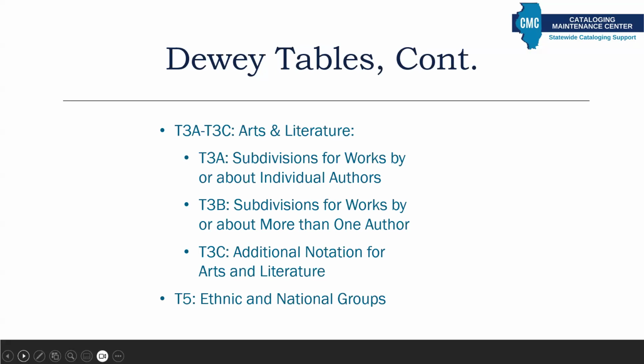I'm going to go down to 9, which is other ethnic and national groups, and then 9-1, which is Celts. Then we find the Irish at 9162. So our number about Irish Americans would be 973.049162.